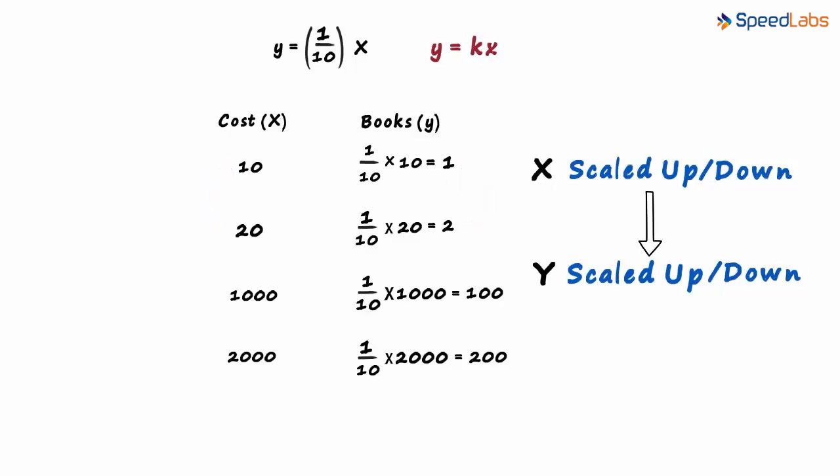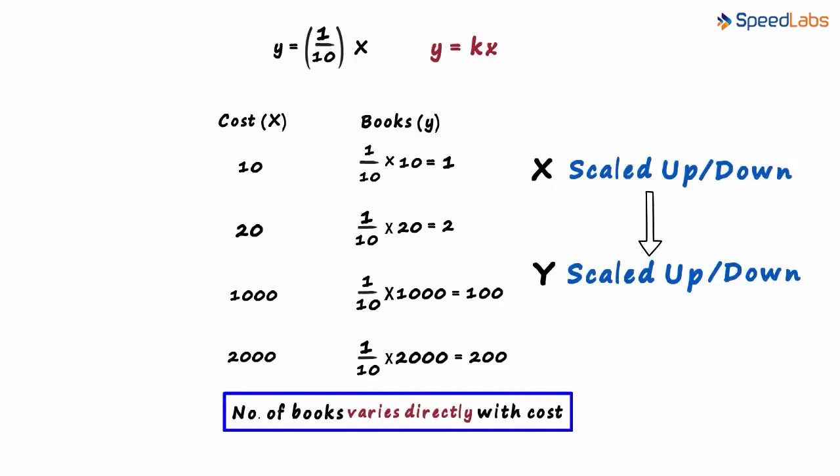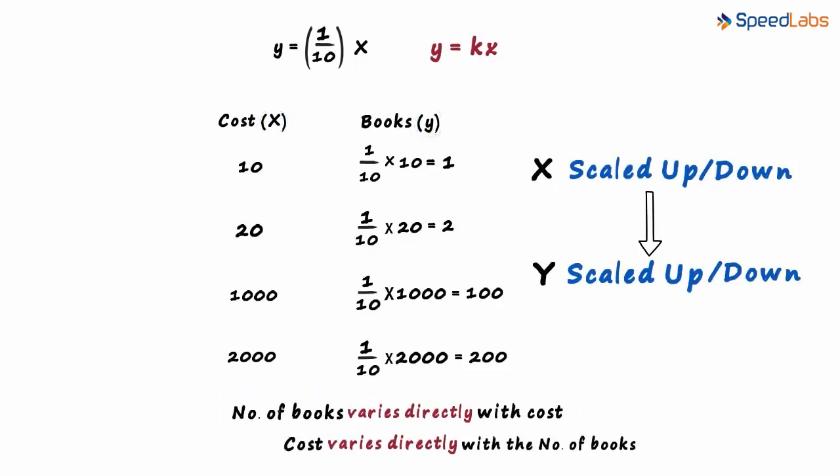But how do we write direct variation? In this example, we can say that the number of books varies directly with the total cost. Y varies directly with x. And yes, this also means that the total cost varies directly with the number of books. Both mean the same thing. X varies directly with y, or you can say that y varies directly with x.